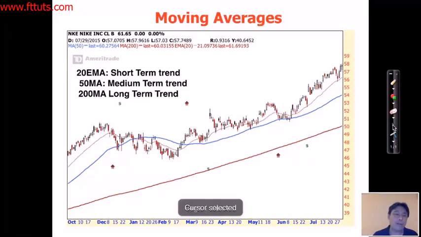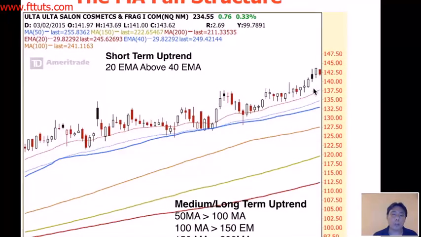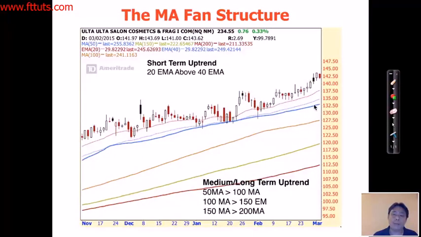Besides the 20, 50, and 200, these are other popular moving averages. I've just shown you the 20. You can also put in the 40 EMA as well. So that's the 20 and the 40. You've got the 50 blue. Let me just draw it for you. This is the 50 in blue. This is the 100 in brown. It's the 150 in green. And the 200 in red.